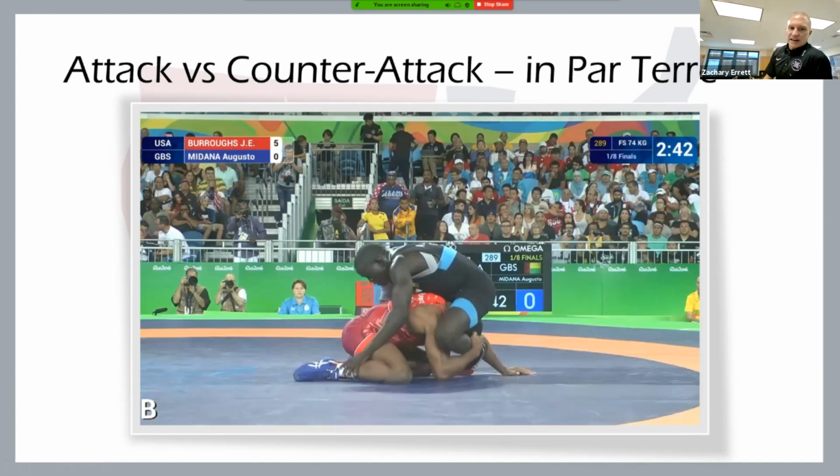All right, the next scenario is that attack, counterattack when it's in parterre. Kind of what we just saw in that last scenario for that first action is what can we do here? So in that last one, we had those actions going out of bounds. If it were me, anytime I get a double leg, and if I get a double in the air, I am walking it to the edge, and I am finishing it going out of bounds.